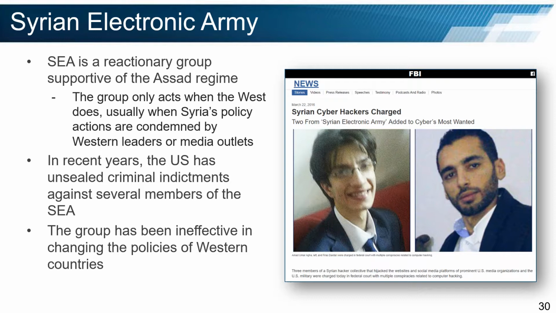The SEA's actions have been largely inconsequential, failing to change either U.S. policies or public perception of the Assad regime.